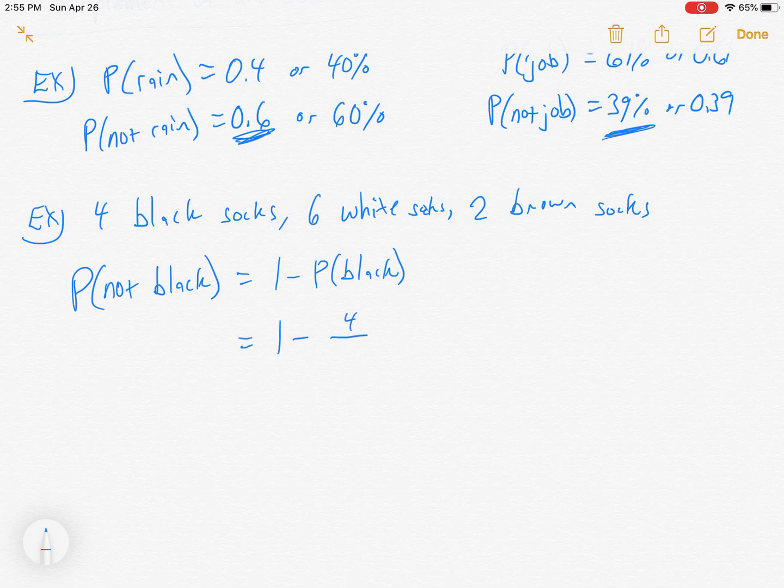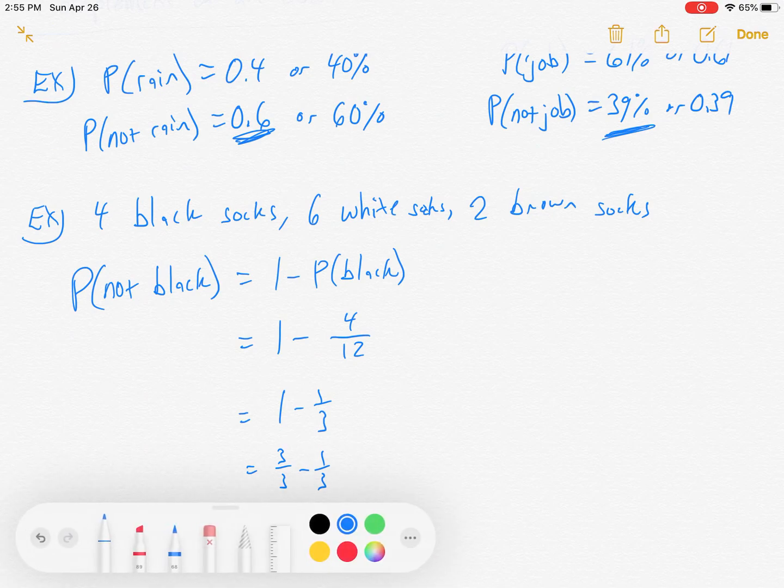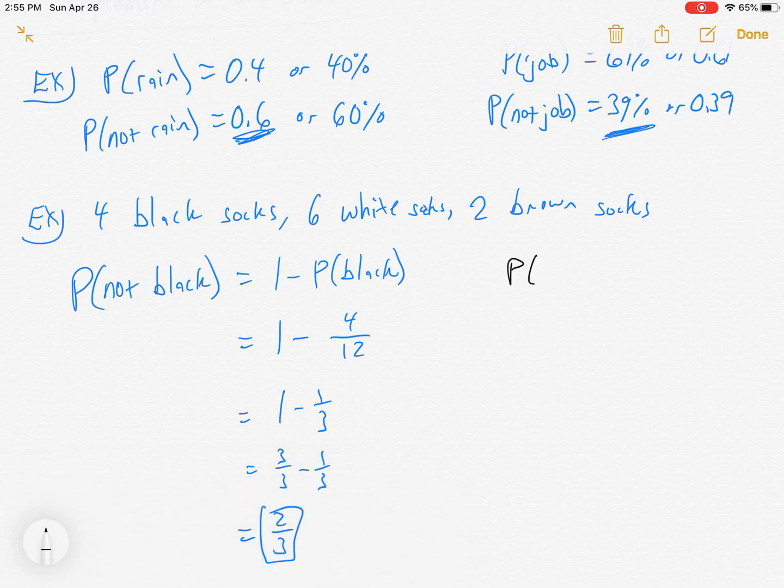Well, you could do the probability that you get a white plus the probability you get a brown, right? That would work. But I could also do it this way. It's 1 minus the probability of getting a black. There are 4 black socks out of 12 socks, which is a third. 1 minus a third is 2/3.